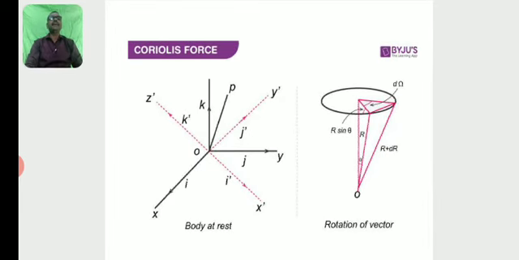So now you see the diagram. Coriolis force, when a body is at rest, there are three coordinates x, y, z, and then x dash, y dash, and z dash. The right side indicates the rotation of the vector. So r sin theta, r plus d r, angle, like that.